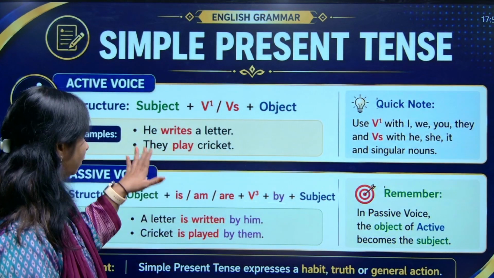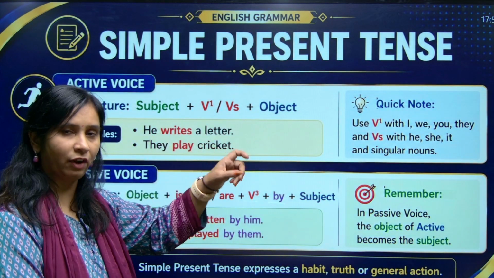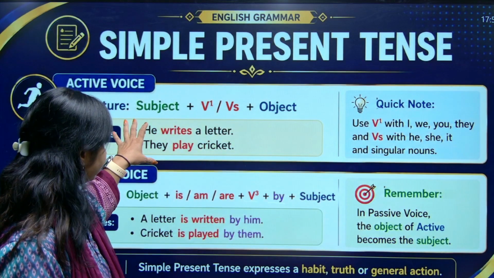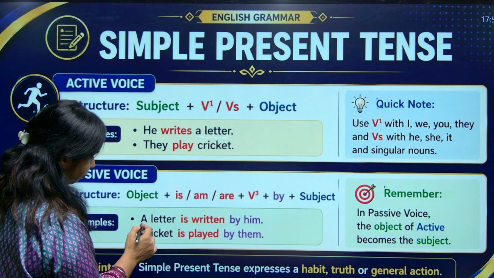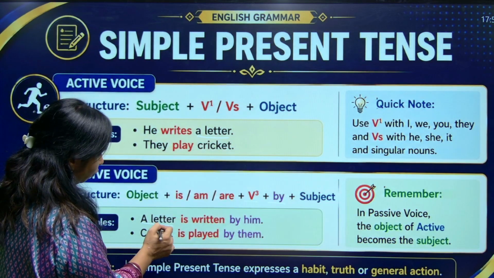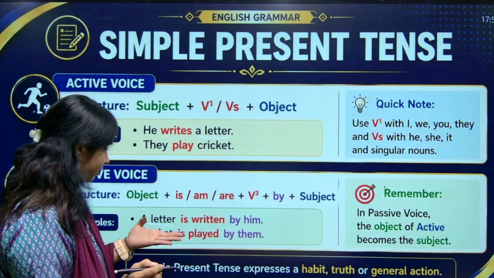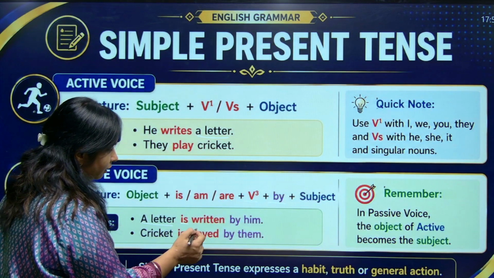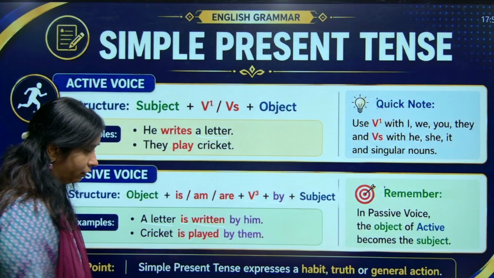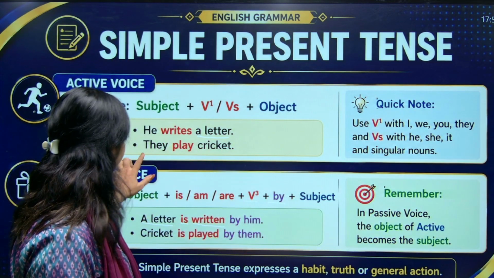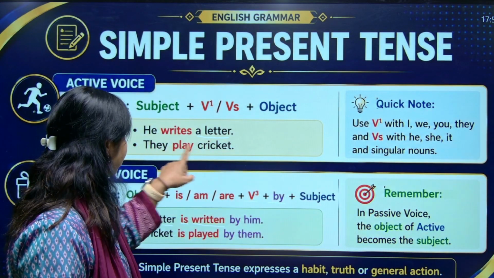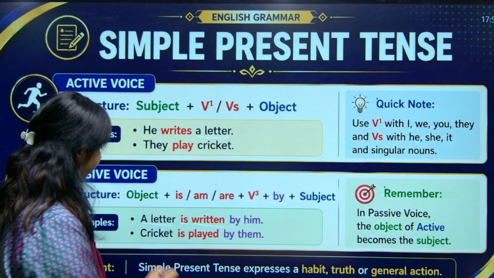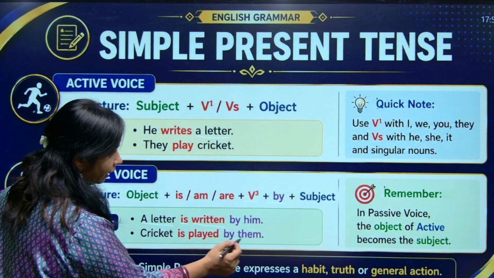For example, we'll take here, he writes a letter. If we want to change it, we first take the object, a letter. Then, according to the object, it is singular, so we'll use is, and the verb's third form: A letter is written by him. Second example, they play cricket. We take the object first: Cricket is played by them.